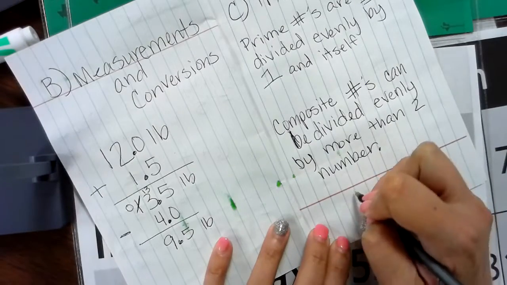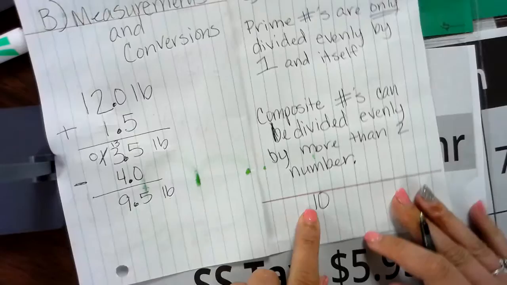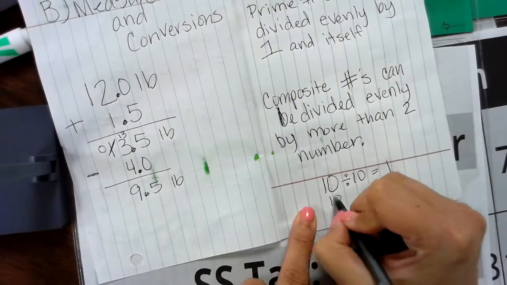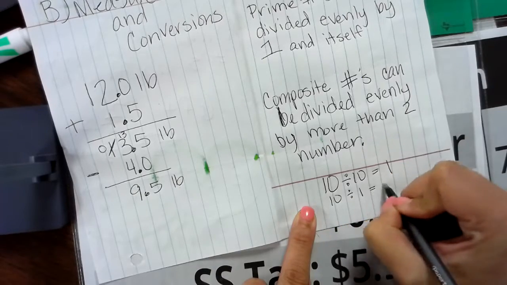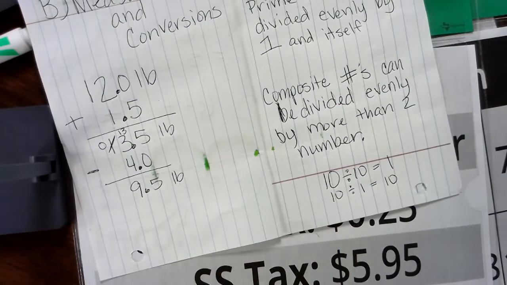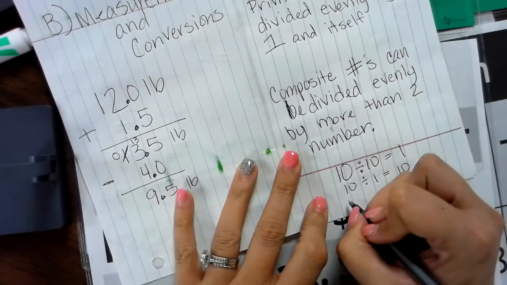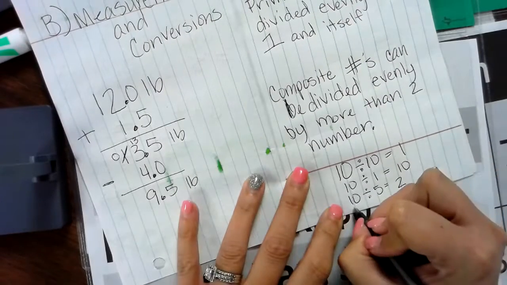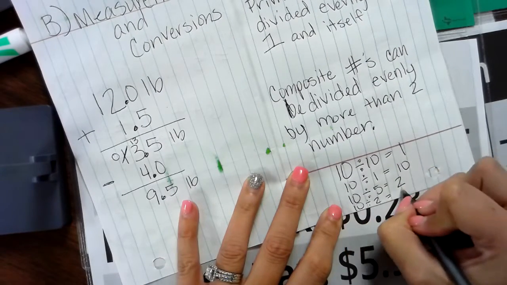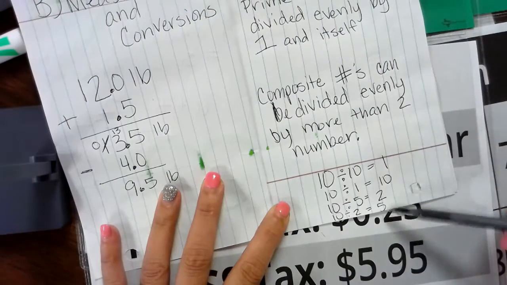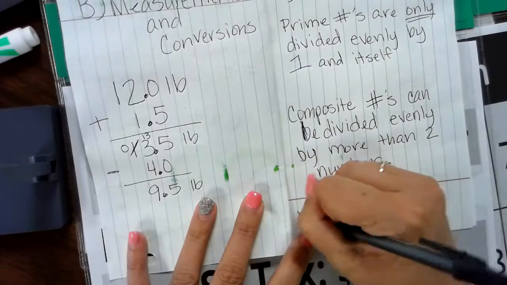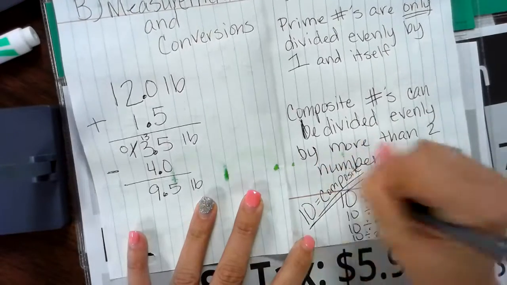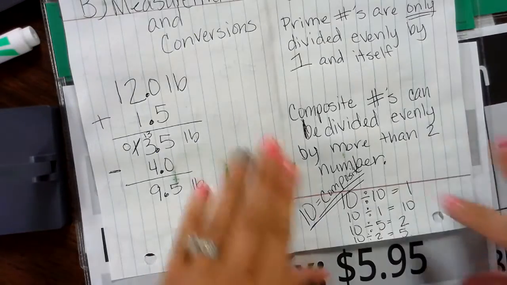So 10 can be divided by 10, it equals 1. 10 can be divided by 1, that equals 10. But can 10 be divided by any other numbers? Well, I happen to know that 10 can be divided by 5, that equals 2. 10 can be divided by 2, and that would equal 5. So because it's more than 2 numbers, 10 is a composite number. Okay? 10 is a composite number.